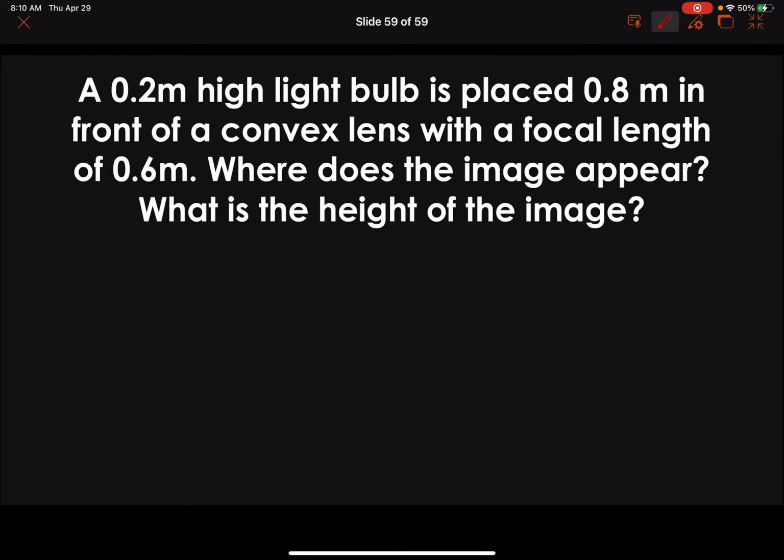Okay, so let's do a practice problem. A 0.2 meter high light bulb is placed 0.8 meters in front of a convex lens with a focal length of 0.6. Where does the image appear? What is the height of the image?